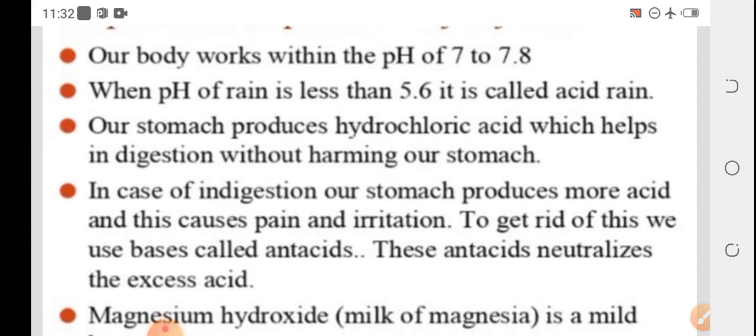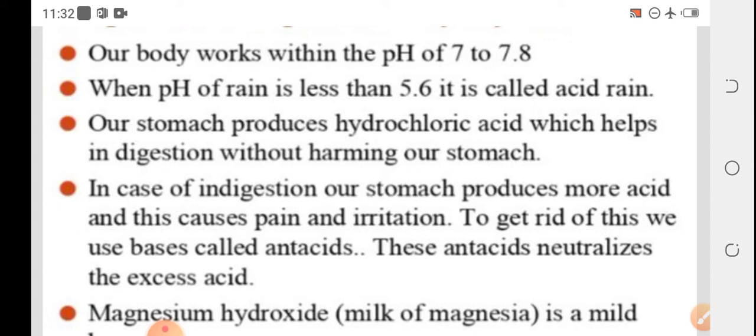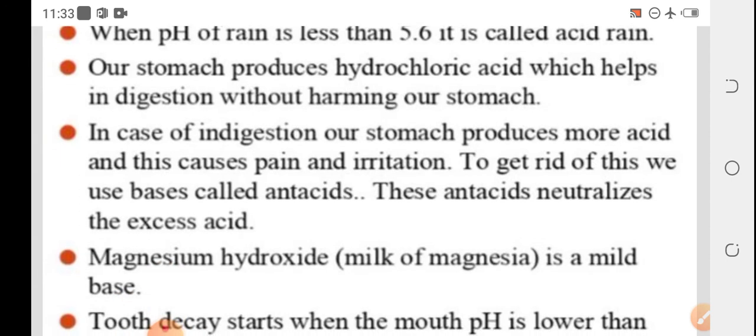Our stomach produces hydrochloric acid, which helps in digestion without harming our stomach. So in the human body, the food is digested because of the hydrochloric acid, which digests the food without harming our stomach. In a case of indigestion, our stomach produces more acid, and it causes pain and irritation. To get rid of this, we use bases called antacids. These antacids neutralize the excess acid.